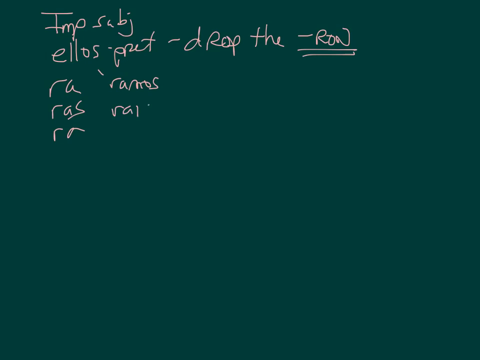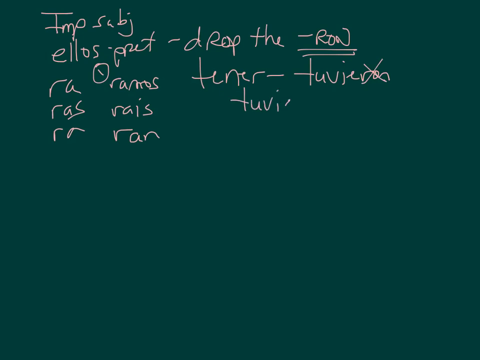ramos, rais, ran. These are what I like to call the Lady Gaga endings. Ra, ras, ra, ramos. I'll never sing again. I'm sorry about that. This is an accent mark, by the way. So if I did a verb like tener, the ellos form is tuvieron. Drop the ron. Say I want to do nosotros. I put on ramos, so I'd have tuviéramos. That's just so you can identify it.